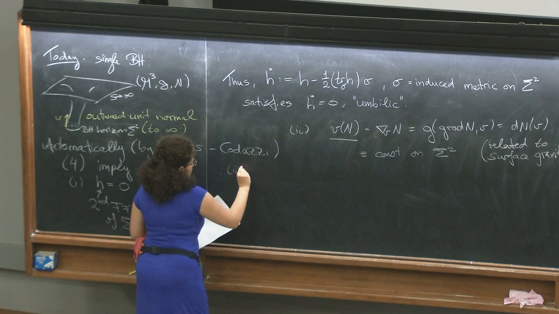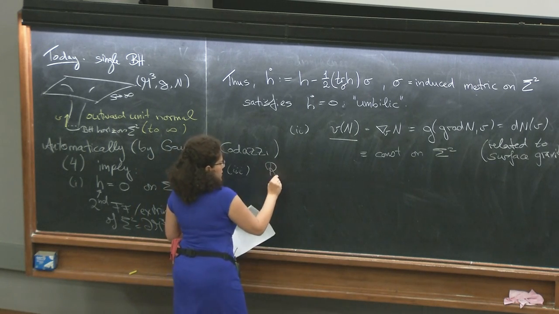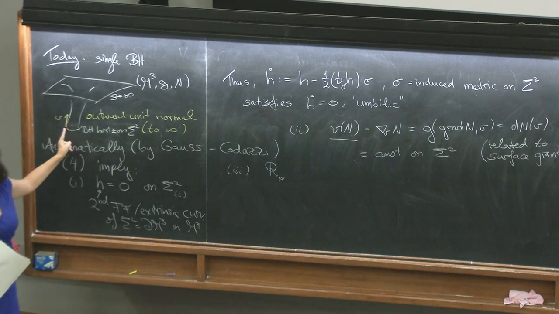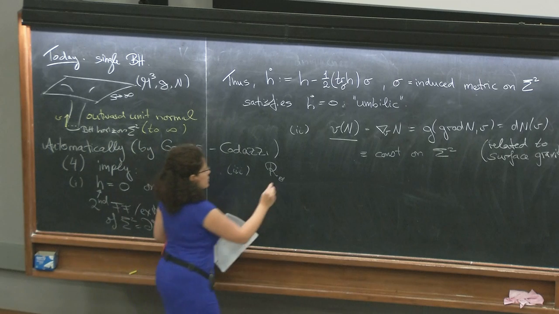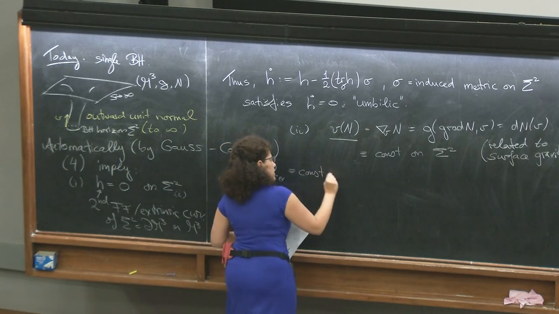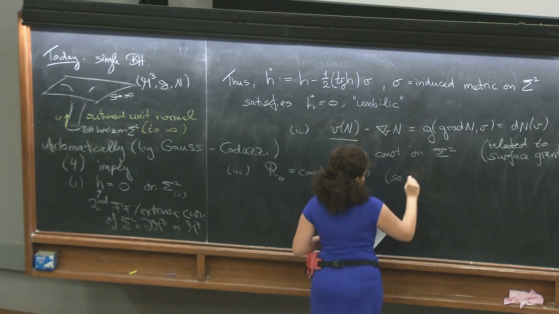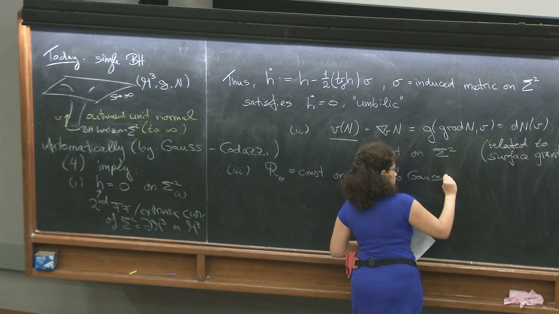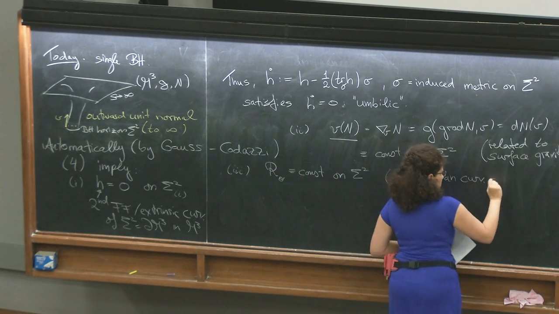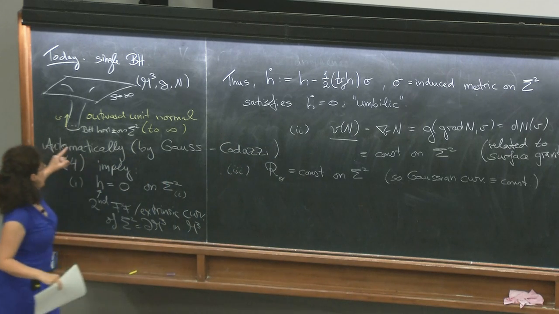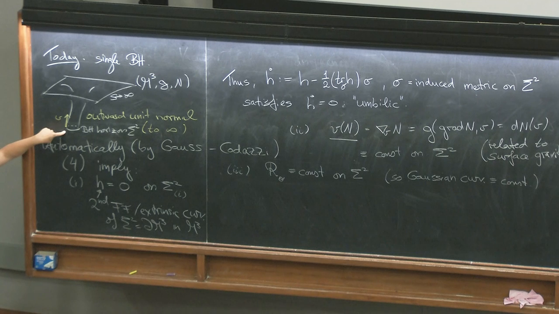And then a third thing that holds automatically is that the scalar curvature of the metric sigma, so the scalar curvature of this two-dimensional surface, or in other words, the Gauss curvature, is constant as well. So we know very, very much about the intrinsic and extrinsic geometry of a static horizon in a static vacuum space-time. Yes?